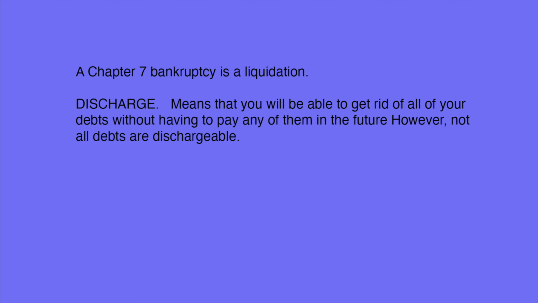Chapter 7 Bankruptcy. A Chapter 7 bankruptcy is a liquidation. This means that you will be able to get rid of all of your debts without having to pay any of them in the future. This is called a discharge. However, not all debts are dischargeable.